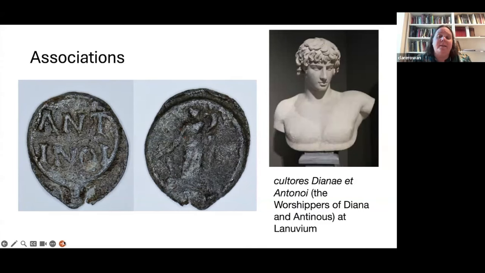We know that at Lanuvium, there was an association that worshipped both Diana and Antinous. This token may not have been made by the same association, I'm not saying that, but probably a very different association that was also connected to the worship of Antinous. And here we have Fortuna on the other side.